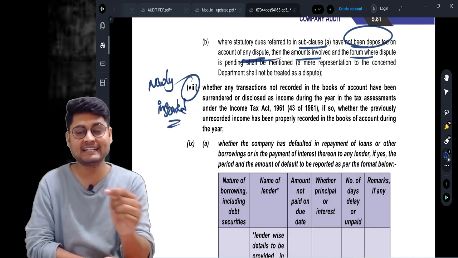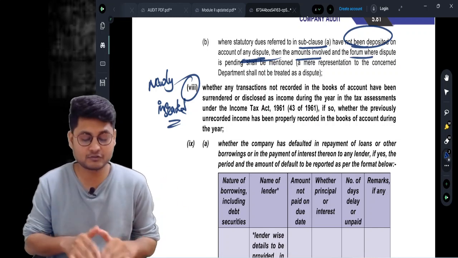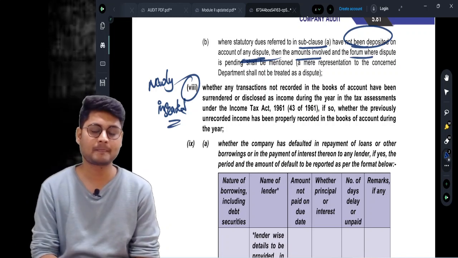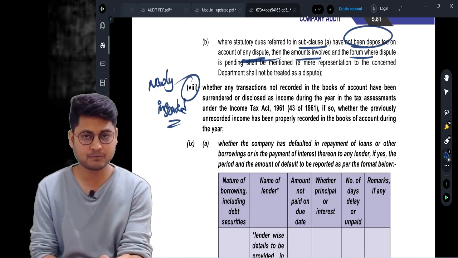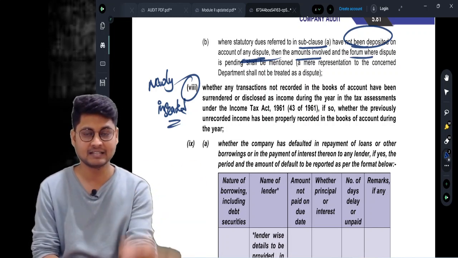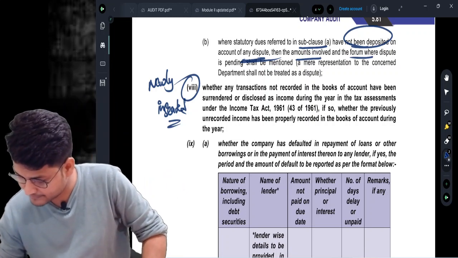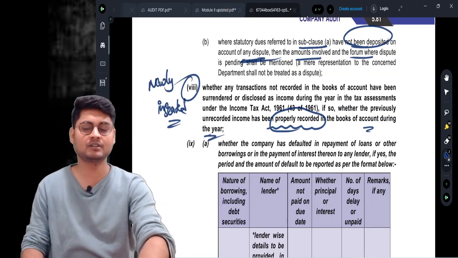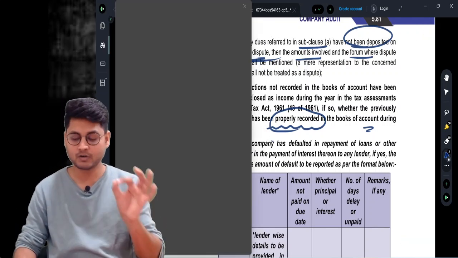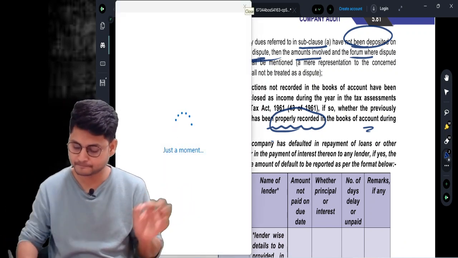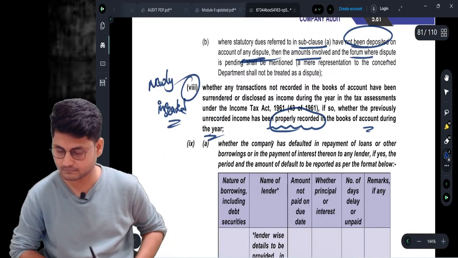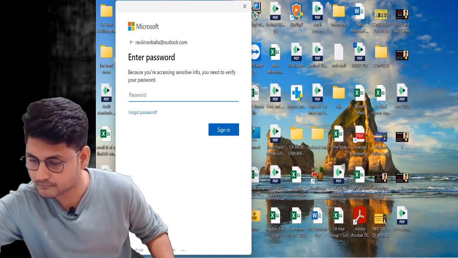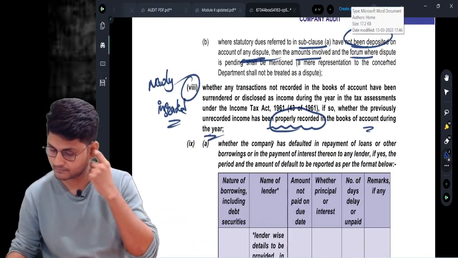Now what clause number 8 says: if during the financial year, in which this CARO is applicable, you are disclosing undisclosed or unrecorded income, then you need to report one thing. If there is any such recording of new income which was undisclosed or unrecorded in the previous year, you need to report whether it is properly recorded in the books of accounts during the year. You recorded it now, but it is not correct. So what is your work now?